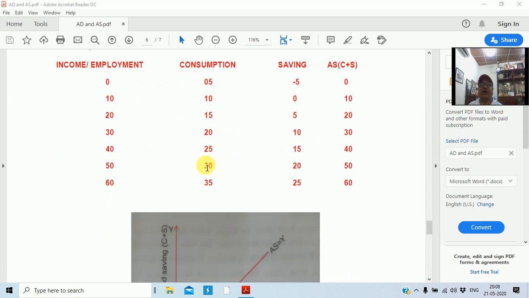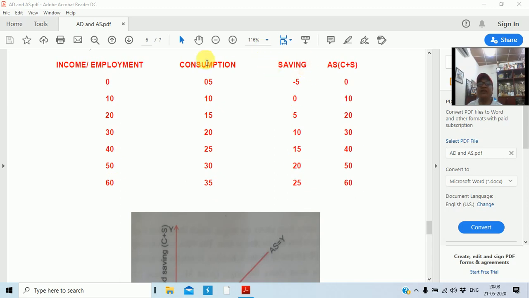That we will get from the consumption function. Here is your consumption function. Here I have taken income, here I have taken consumption. What is the behavior of consumption? We have already studied that a number of times. Income increases, consumption increases. Even if income is zero, consumption can't be zero. After a certain level, income becomes more than consumption because the economy starts saving. Now from this consumption, what do we calculate? Savings. 0 minus 5, minus 5; 10 minus 10, 0; 20 minus 15, 5; 30 minus 20, 10; 40 minus 25, 15; 50 minus 30, 20; 60 minus 35, 25.